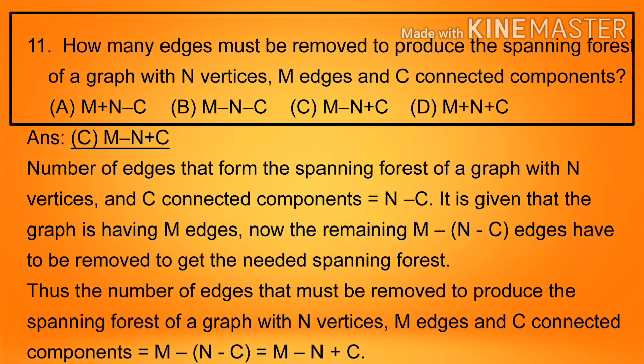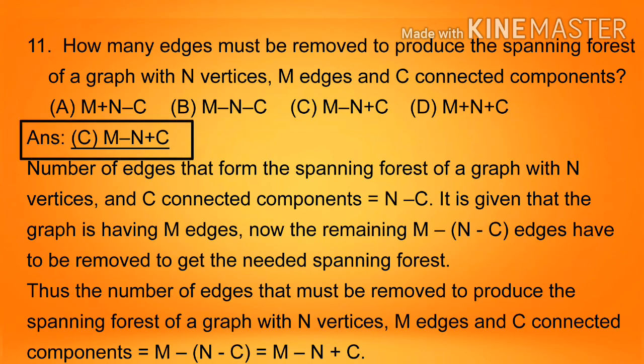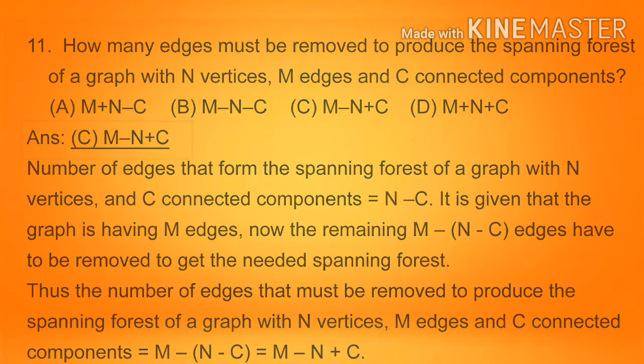11th question. How many edges must be removed to produce the spanning forest of a graph with n vertices, m edges and c connected components? Option A, m plus n minus c. Option B, m minus n minus c. Option C, m minus n plus c. Option D, m plus n plus c. Answer is option C, m minus n plus c.